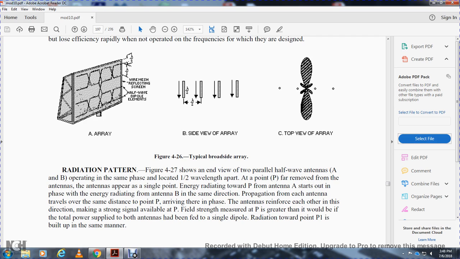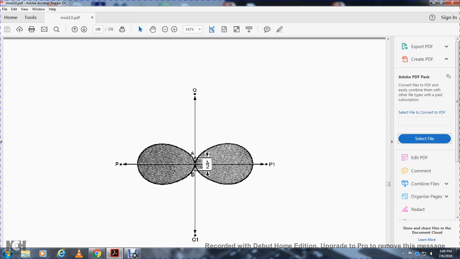Radiation pattern, Figure 4-27. Assume the two half-wave antennas A and B are operating in the same phase, located 1/2 wavelength from point P. Energy radiating from antenna A toward P arrives in phase with the energy radiating from antenna B in the same direction. Propagation from each antenna travels over the same distance, arriving in phase, so the antennas reinforce each other in that direction, making strong signals available. The field strength at P is greater than it would be with a single dipole fed the whole power. Radiation toward point P1 is built up in the same manner.